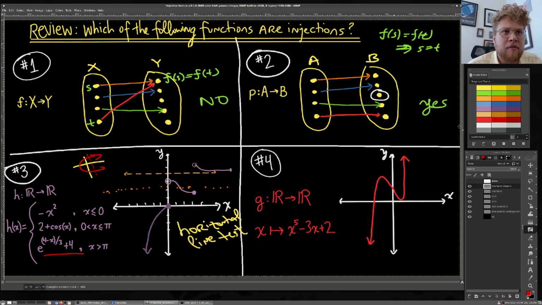Okay, anyway, number 4 is not. Oh, wait, so yes, this is a complicated but still injective function. Number 4, no, and going off our observations for number 3, it fails the horizontal line test.